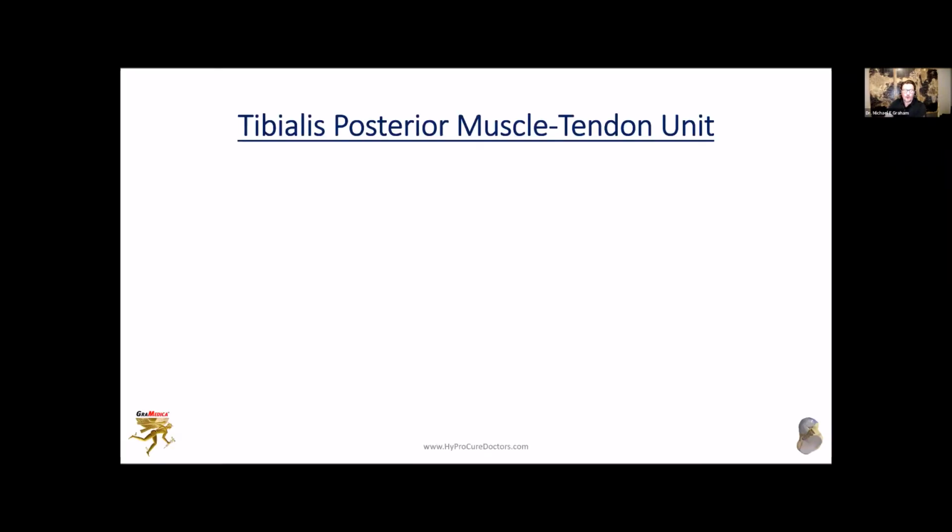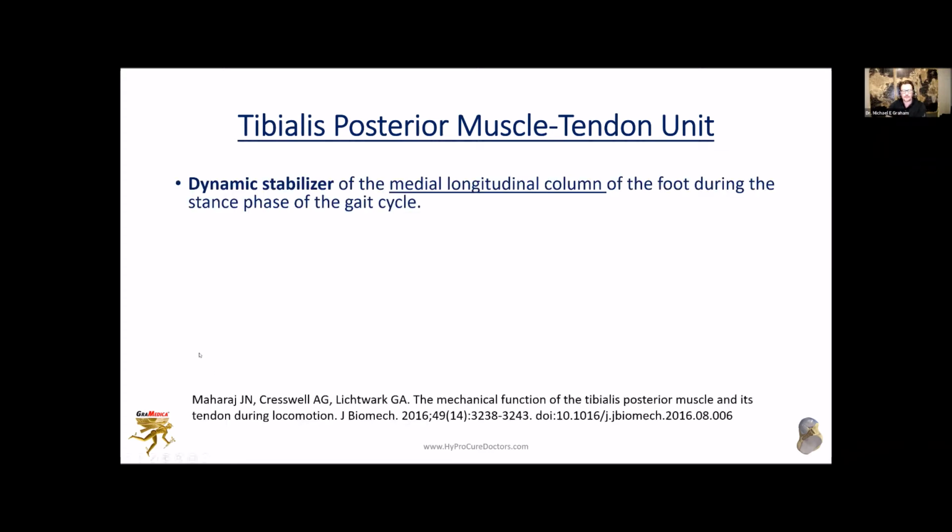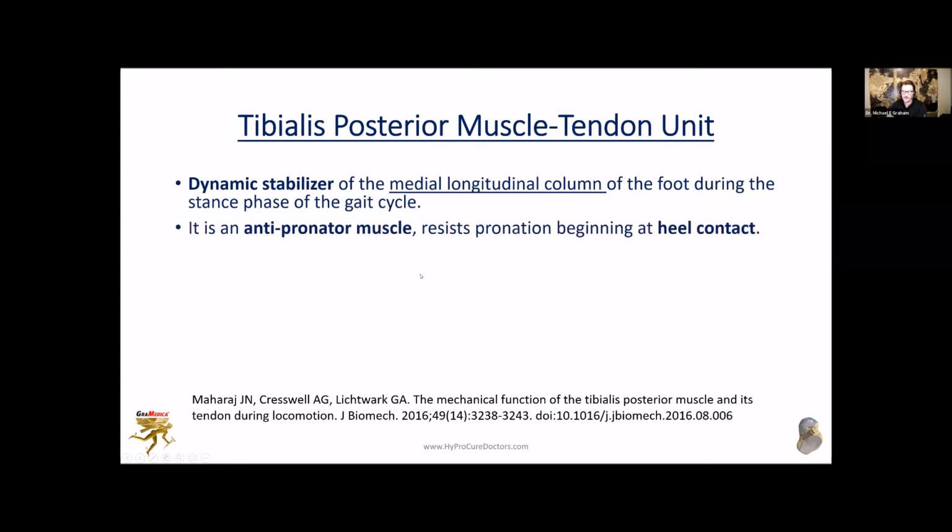So first off, what exactly is the function of the tibialis posterior muscle tendon unit? That's important, because we have to think about not just the tendon, but the muscle and tendon combination. I think this is kind of a problem where we only think about the tendon part, and we're only trying to address that part of the disease process. So the function, going into the physiology of it, is that it is a dynamic stabilizer of the medial longitudinal column of the foot during the stance phase of the gait cycle. Basically, it's supporting the medial column of foot bones versus the lateral column.